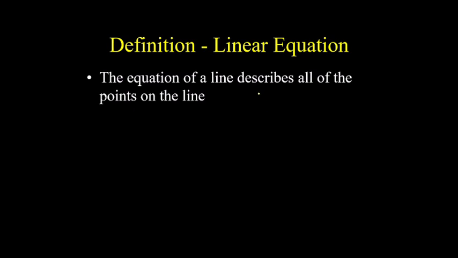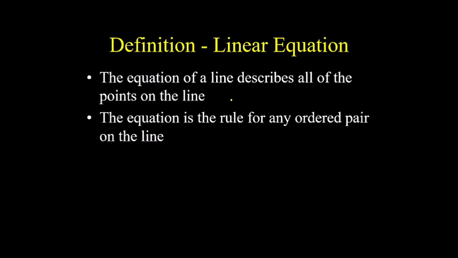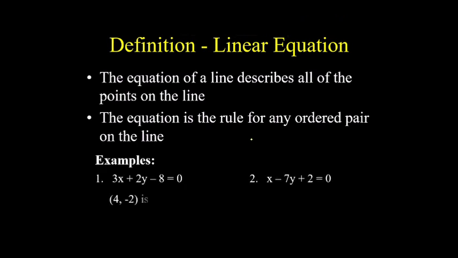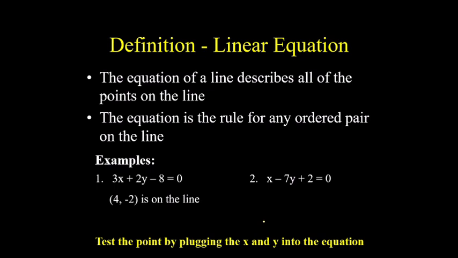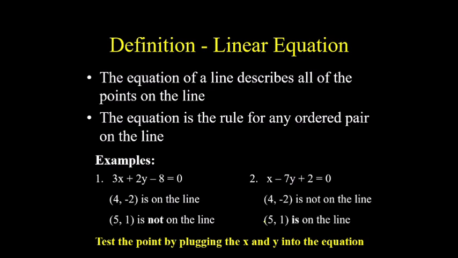The equation of a line describes all of the points on the line. The equation is the rule for any ordered pair on the line. So we have some examples. The point (4, -2) is on the line; test the points by plugging x and y into the equation. The point (5, 1) is not on the line, and (4, 2) is not on the line. You are going to simplify. How can we tell?